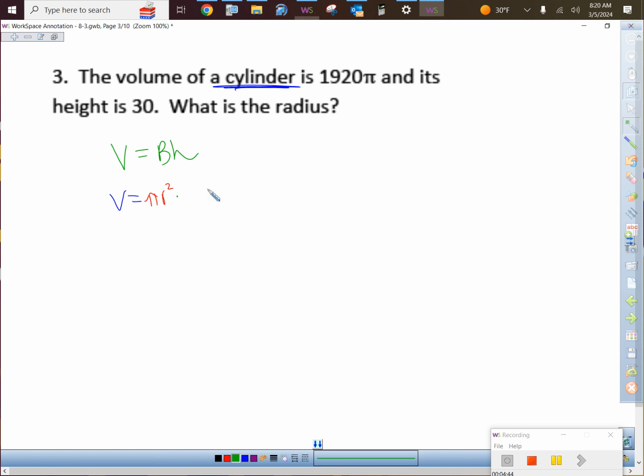So let's sub in. The volume is 1920 or 1920 pi. What is the volume? Don't forget the pi, that's important. And then we have a pi r squared, and we know the height is 30. I didn't want to write an h there. I want to write a 30. Are you guys cool with subbing it?